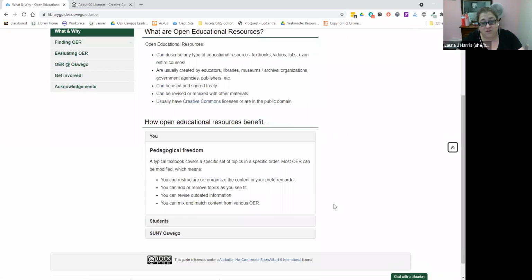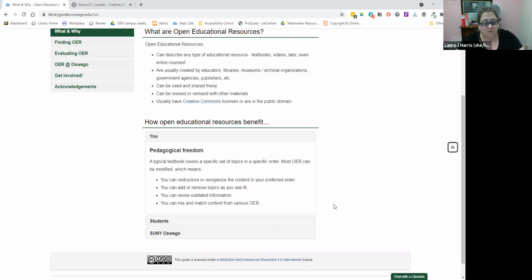I think the biggest benefit is, first of all, going back to the student thing, knowing your students have access on the first day of class comes with its own reassurance. But there is an element of academic freedom there. You know, a typical textbook covers a specific set of topics in a specific order.